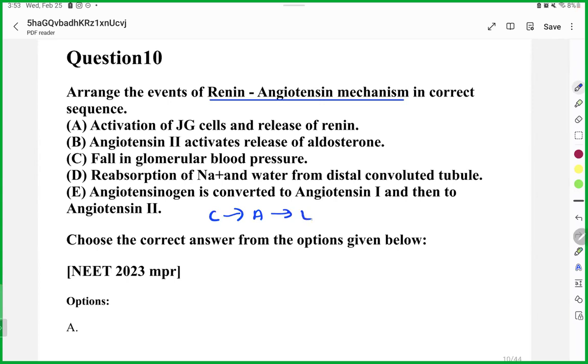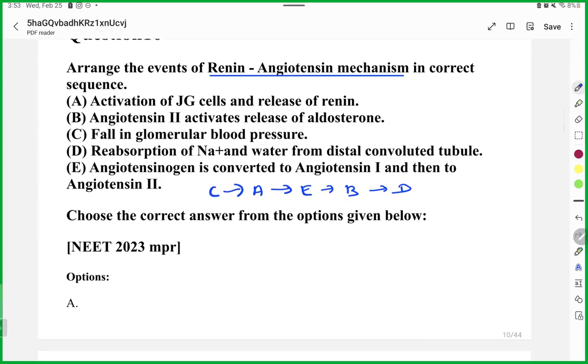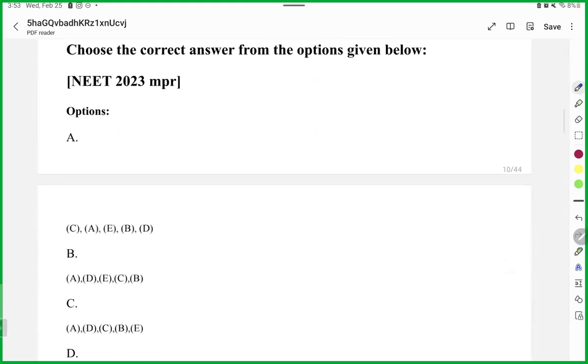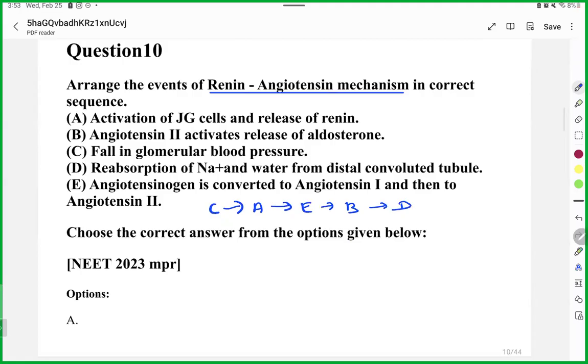Yes. No. Just want to convert it into... so is it D? No, wait. No. B. Then D. CAEBD. Yes, correct. CAEBD. Any doubt, guys?